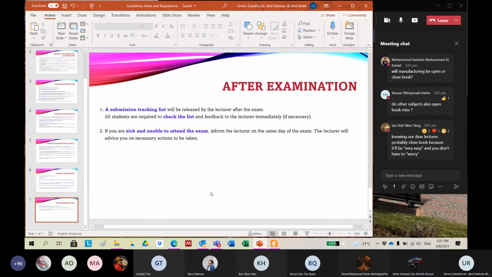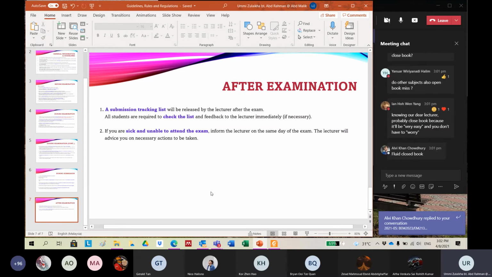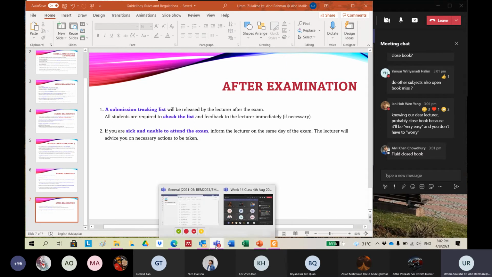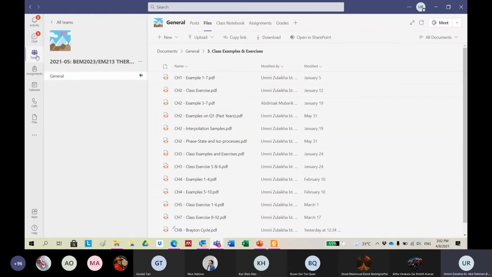After the exam, there is also responsibility for you. A submission tracking will be released. I think this is my practice now. I will release a submission tracking after the exam, after some time, not exactly after the exam. You are required to check the list. This submission tracking, again, I will release in MS Teams.